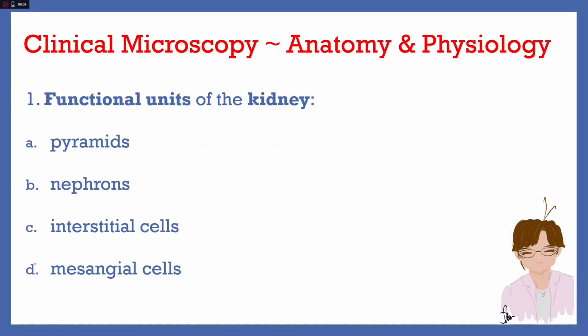Okay, question number 1. Functional units of the kidney. Letter A, pyramids. Letter B, nephrons. Letter C, interstitial cells. Or letter D, mesangial cells. Answer is letter B, nephrons.